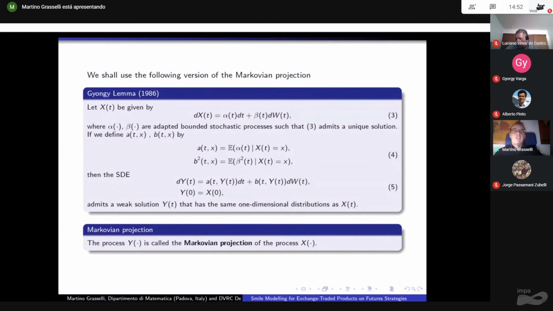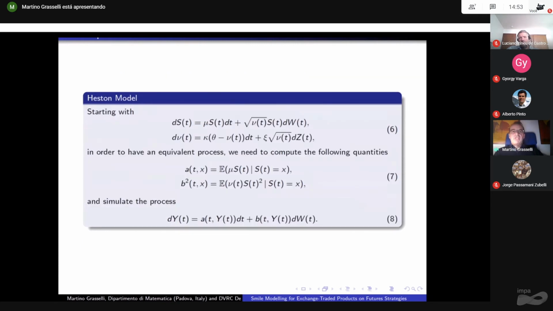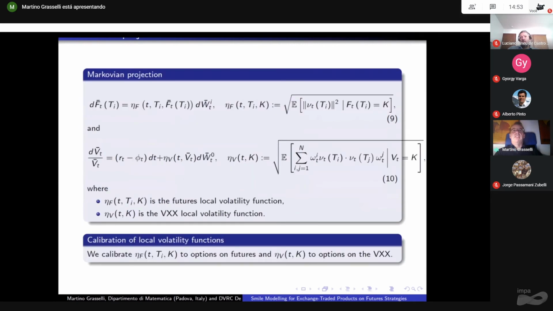So just a small recall of the Gyöngy lemma. If you have a process, you can project it into a one-dimensional problem which has the same one-dimensional distribution as the original process, and it involves some conditional expectation that can be computed quite efficiently, and we will spend a word later on if we have time. Just to take an example, if you take the simple stochastic Heston model, this is not, of course, Markovian in the dimension of the underlying, but you can take the Markovian projection and project into a one-dimensional process Y, which has exactly the same one-dimensional distribution as the original process. Of course, you are losing some information, but at least you can deal with the methodology which applies in the one-dimensional case.